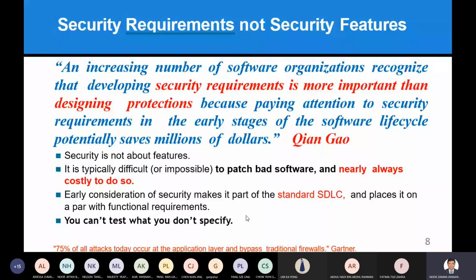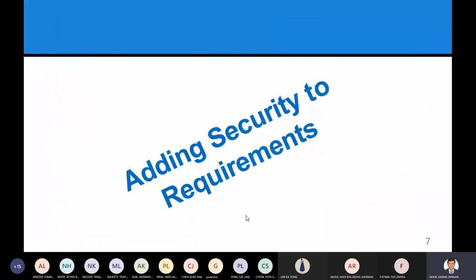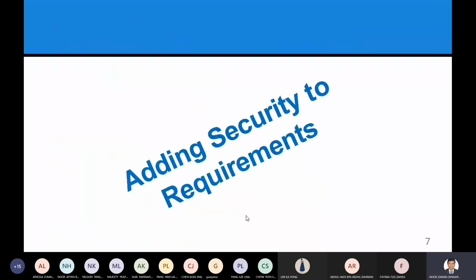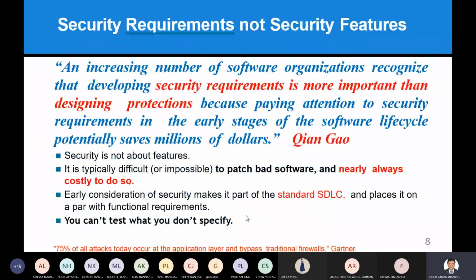So place it as a part of the functional requirements. You can only test what you specify, so you cannot test what you don't specify. How do you check? You need to see that the requirement fits all of the attributes. If it does, your collected requirement is fine. There is no ambiguity. They are complete, testable, measurable, and clear. So it means you are going fine. I hope you understand the difference between secure requirements and security features.